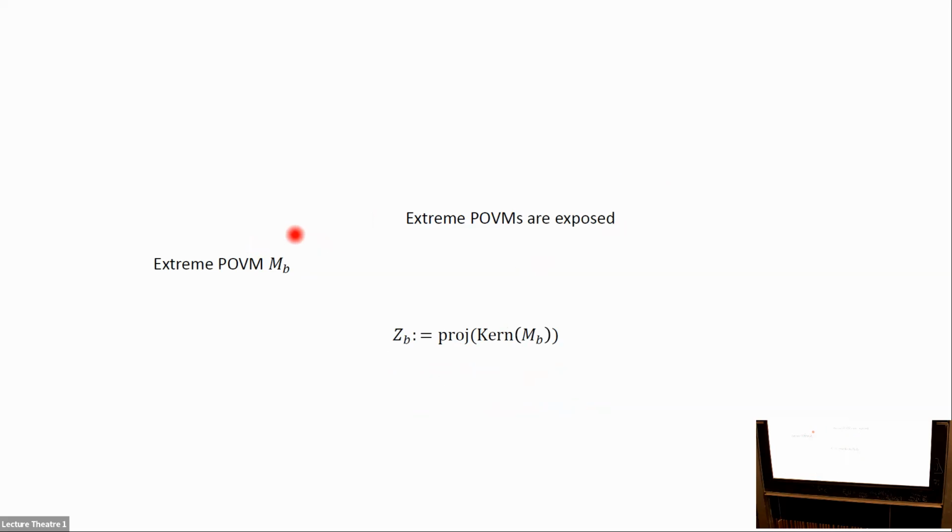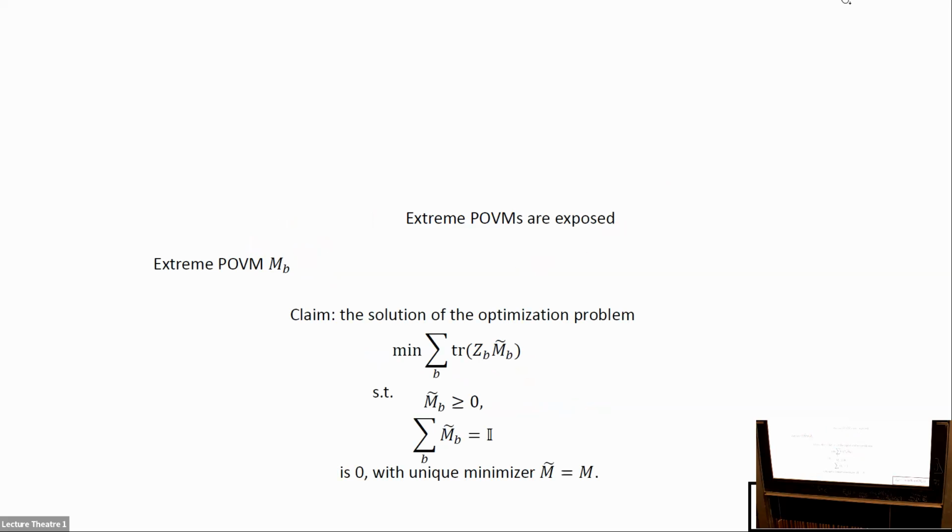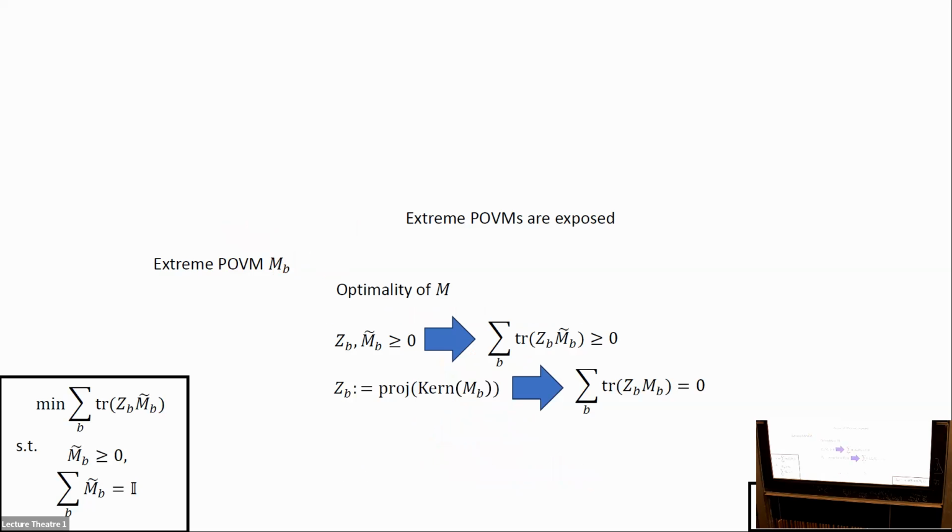Okay, so suppose you give me some POVM. Now I'm going to construct a projection to the kernel, and then I'm going to define an optimization problem over the set of all POVMs. I claim that the solution is 0, and the only minimizer is M. Now, it's pretty clear that this has to be optimal, because this thing is positive, so it has to be greater than or equal to 0, and because this is a projection to the kernel, it is equal to 0. So clearly this M is optimal. You have to show that it is unique.